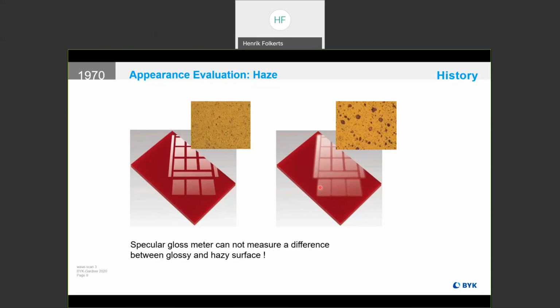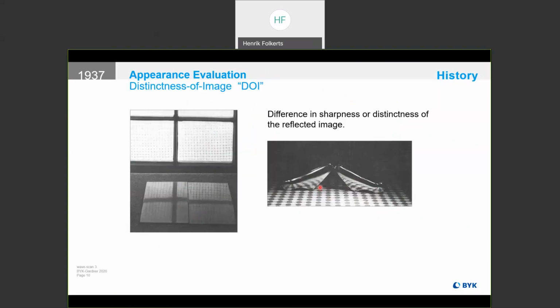Besides that, and as I said before, this is an effect which cannot really be well differentiated by a classical gloss meter. Another effect is what's called distinctness of image.